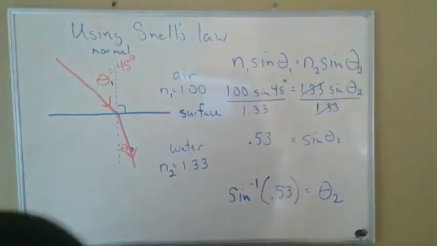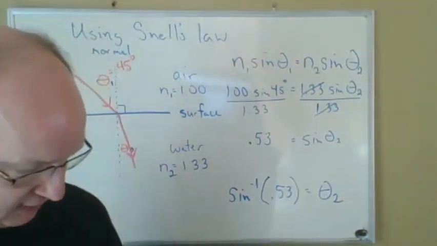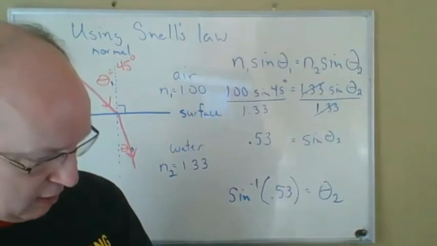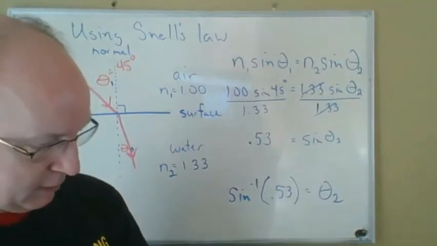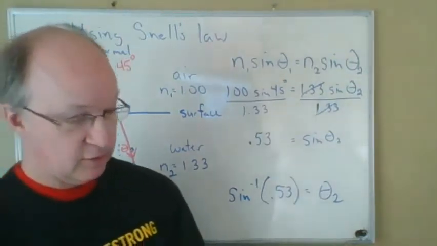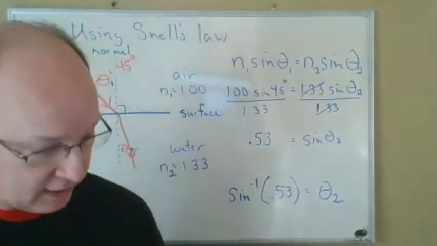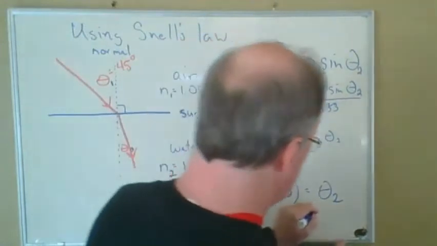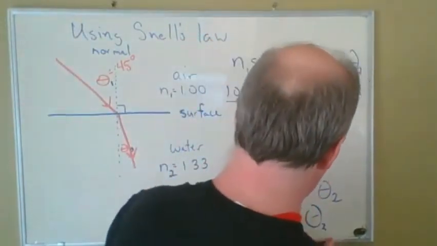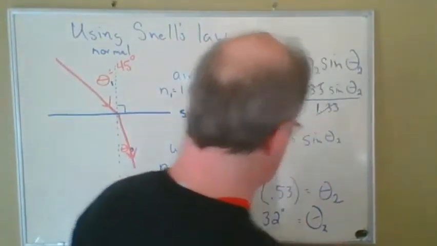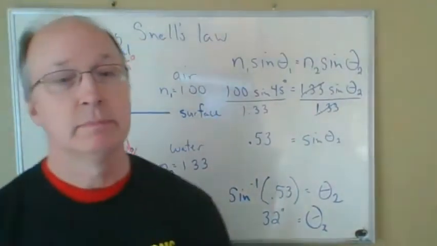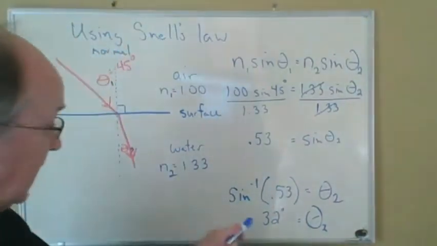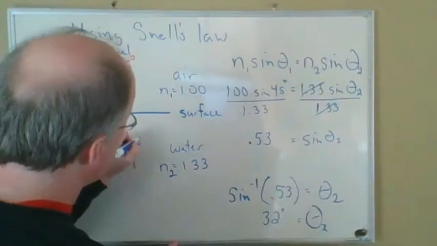So I'm going to do that. I'm going to find the inverse sine of the answer. And the calculator tells me, I make sure I'm in degrees, not radians, that it's 32 degrees. Theta 2 equals 32 degrees. All right. That's my answer. That's this angle.